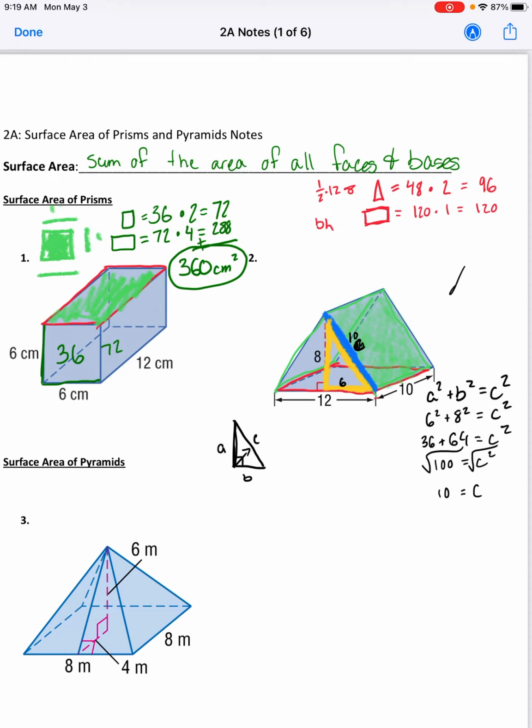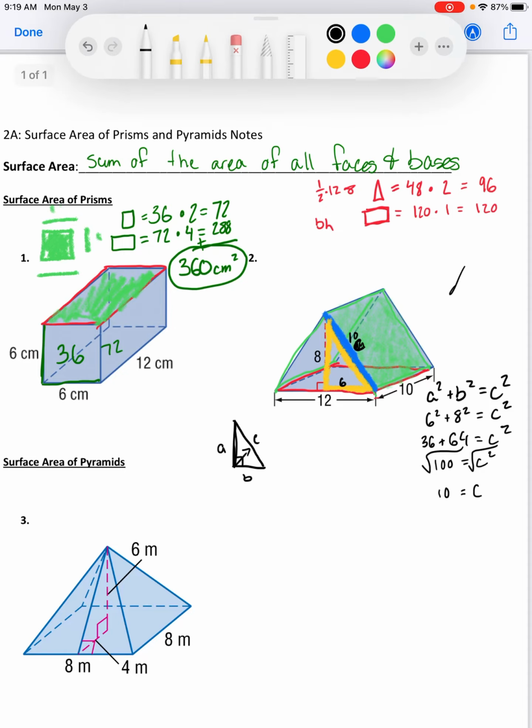So now we know those two remaining rectangles are 10 by 10. So they're actually squares, in fact. If we do base times height, 10 times 10, we have 100. So each of these square sides is going to have an area of 100. And we, of course, have two of these sides, one on the right, one on the left. So multiply that by 2, and we're left with 200.